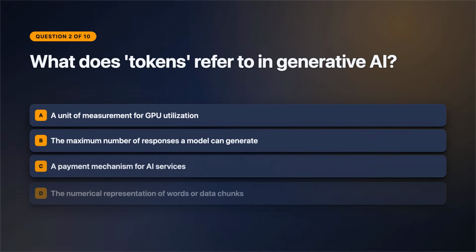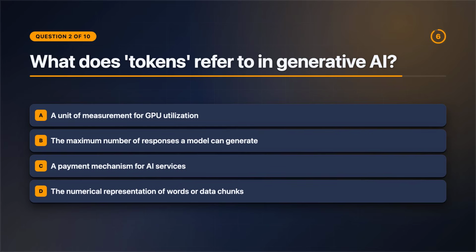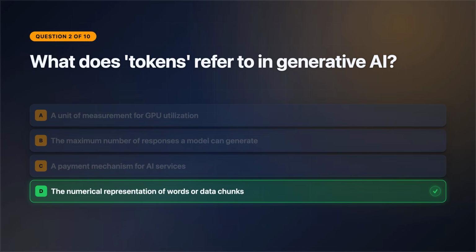Let us keep moving. Now for question 2. Quick check. What does tokens refer to in generative AI? Select one answer. Review the answer choices on screen. The correct answer is option D.